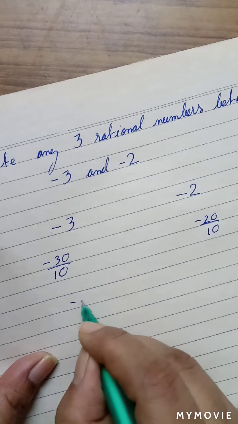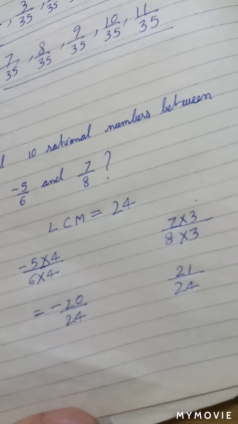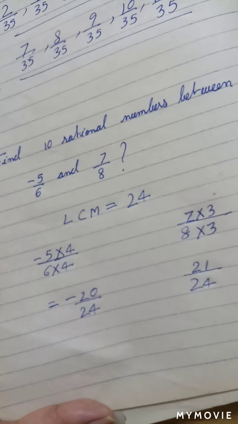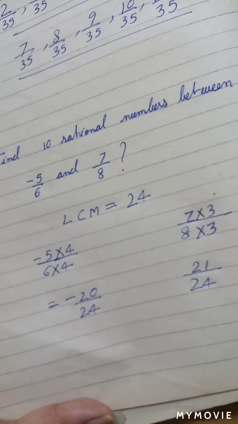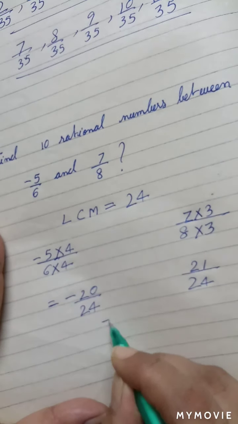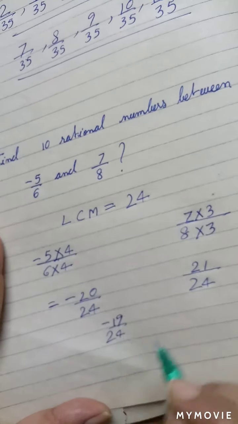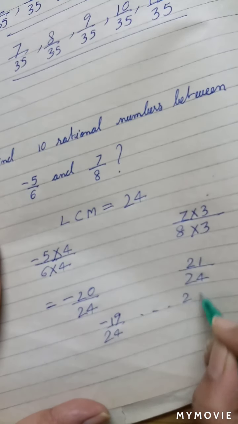We will get minus 20 by 24. And on the right hand side, let's multiply by 3 so that we get 24. Treat 7 the same way, the numerator, and we have got 21 by 24. Now we have minus 20 by 24 and 21 by 24. We can easily find 10 rational numbers between minus 20 by 24 and 21 by 24, starting from minus 19 by 24 till 20 by 24.